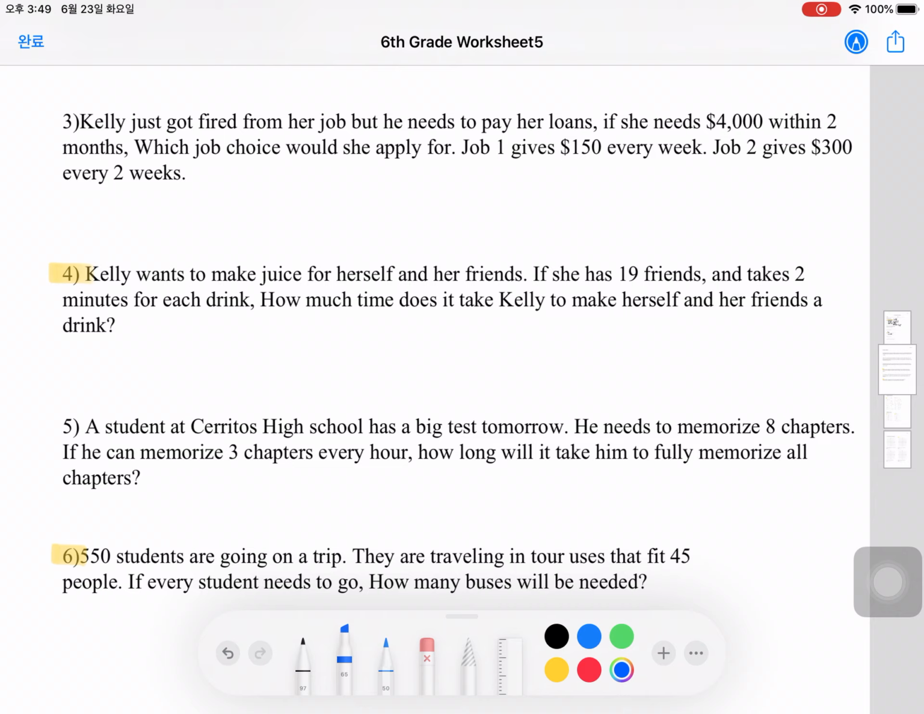So some key words here are 19 friends, 2 minutes, and what the question is asking for is how long it will take her to make drinks for her 19 friends and herself. So that's 20 drinks in total. And because it takes 2 minutes to make each drink, we will multiply by 2. So 20 times 2 is 40, and that is your final answer. It takes Kelly 40 minutes to make herself and her friends each a drink.